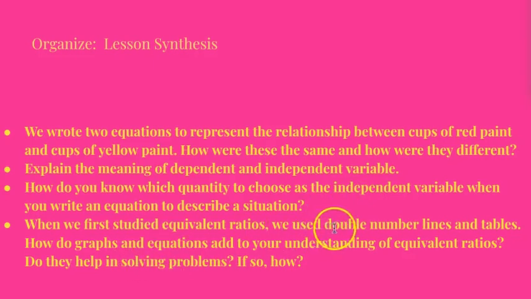All right, so we talked about equivalent ratios. We talked about double number lines and tables. How do graphs and equations help you with equivalent ratios? And how do they help you with your problem solving? So again, all of these things, the double number lines, the tables, the graphs, the equations we were just doing, those should help you to see that ratios can change numbers based on using them correctly.